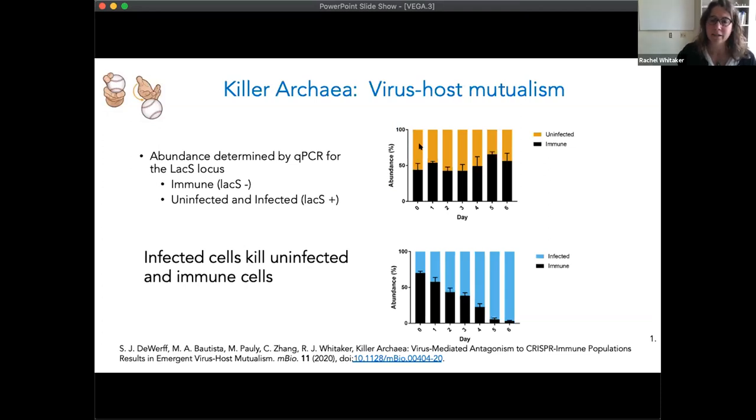So in this experiment that is competing uninfected cells with immune, you see that they persist over time together. But if the virus-infected cells are included and competed with the immune, you see the immune cells actually going away, and we've shown that they're dying when they're in culture with the infected cells.